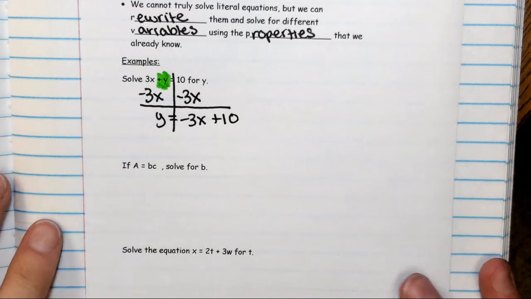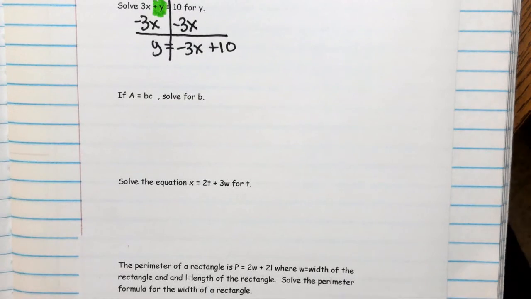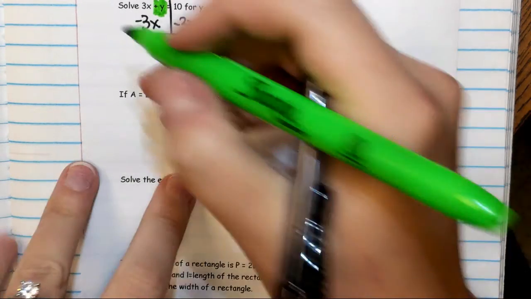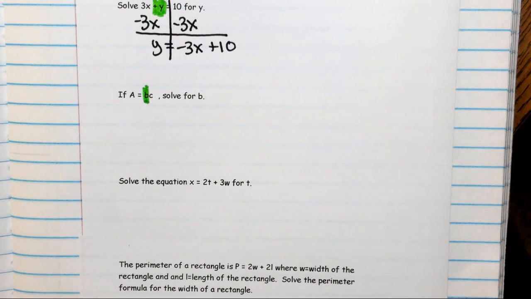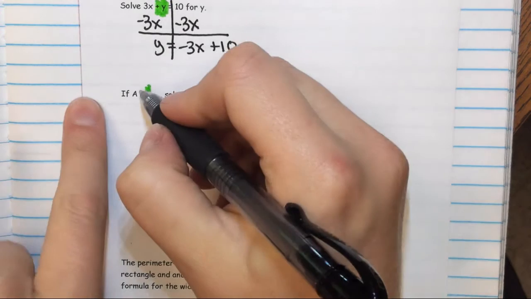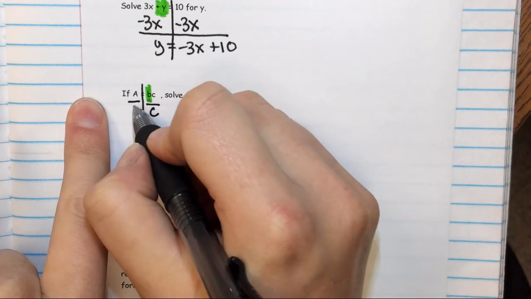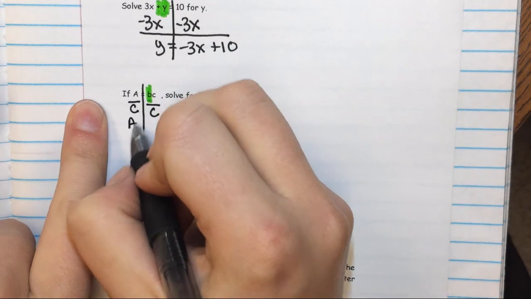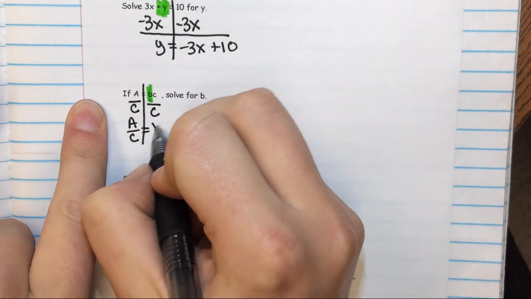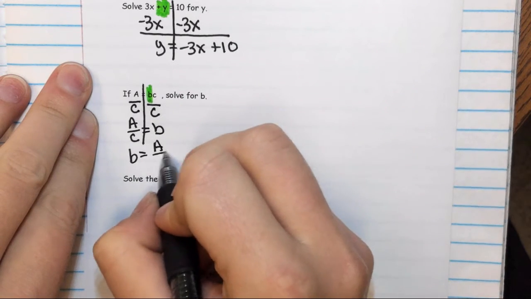Right, in example number 2, I have a equals b times c, and I want to solve that for b. So I'm going to highlight b, and that helps me remember which variable I'm solving for. So in order to solve for b, I'm going to need to use the division property of equality and divide both sides by c. So that gives me a over c is equal to b, and the symmetric property says I can write that as b equals a over c.